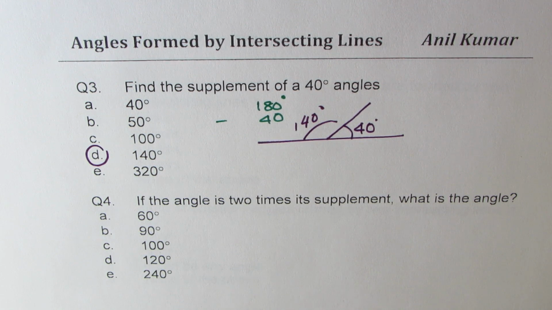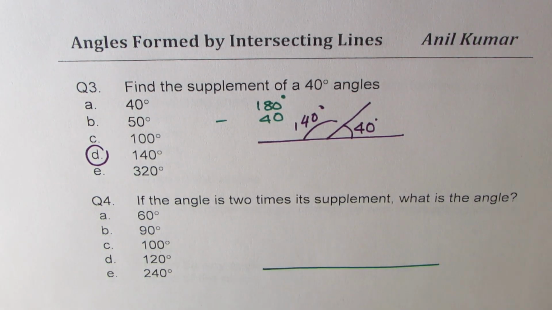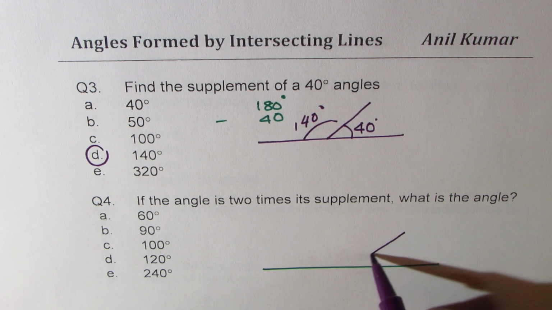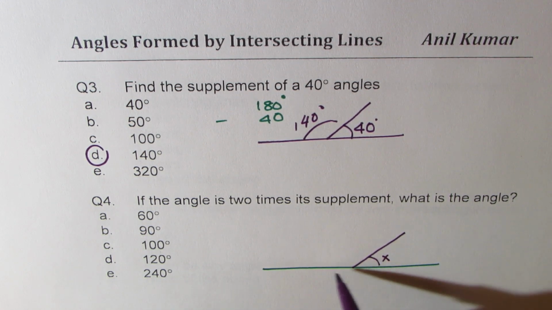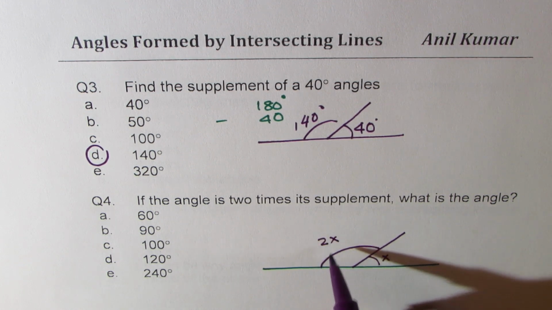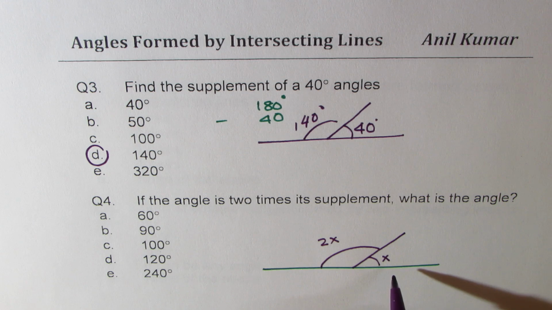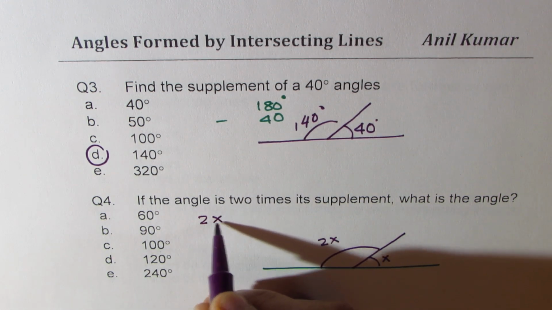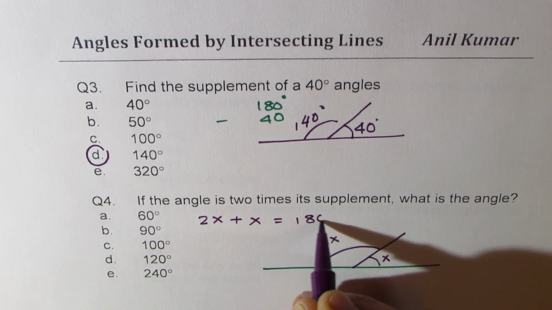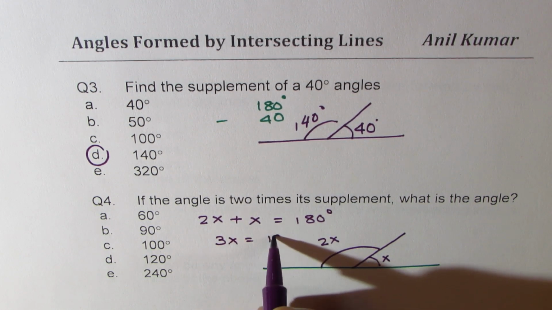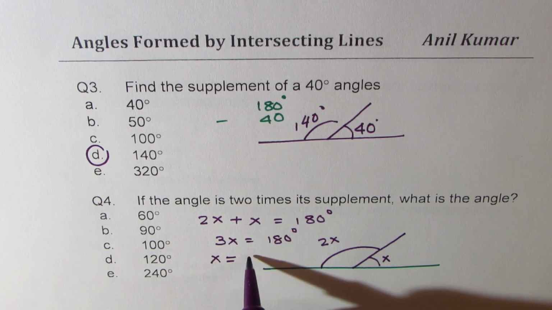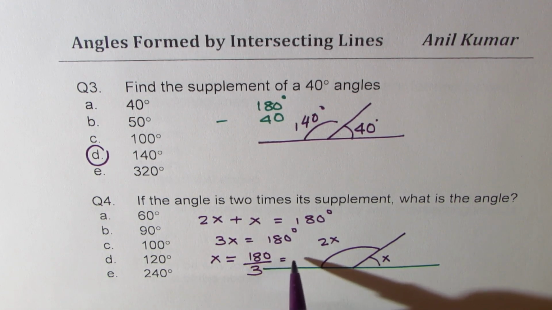Question number 4. If the angle is 2 times its supplement, what is the angle? So what are we given here? Supplement means 180 degrees, right? And if one of them is twice the other, that means if this is x, the other one is twice, and total has to be 180 degrees. So we could write 2x plus x equals 180 degrees, 3x equals 180 degrees, or x is equal to 180 by 3, which is 60.